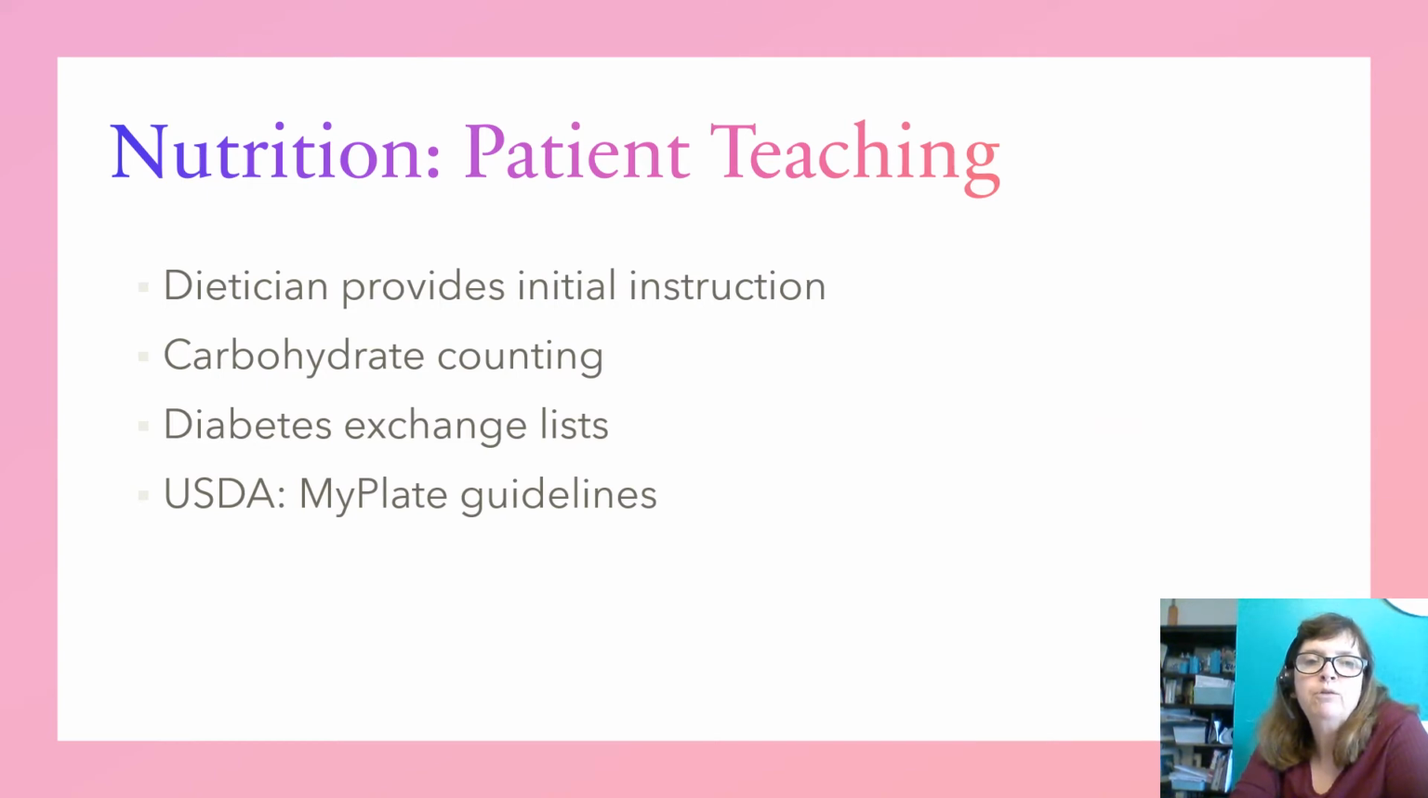Patient teaching about nutrition, we really need the dietitian to provide initial instruction. The nurse may have to assume some responsibility for that. Carbohydrate counting, track amount of carbohydrates with each meal. Serving size is 15 grams of carbohydrate, and typically you have 45 to 60 grams per meal. Insulin dose is based on the number of grams of carbohydrates consumed. For example, 1 unit per 15 grams of carbohydrates.